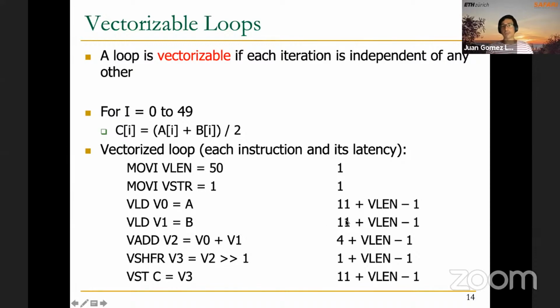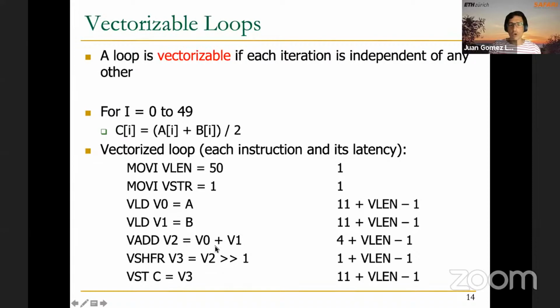Recall that in our example, we were considering that the access to one bank was 11 cycles, and then after the first 11 cycles, we start gathering or fetching one element from each of the other banks, right? So in total, the execution of this vector load is going to take 11 plus vector length minus 1, 11 plus 49 in our example.